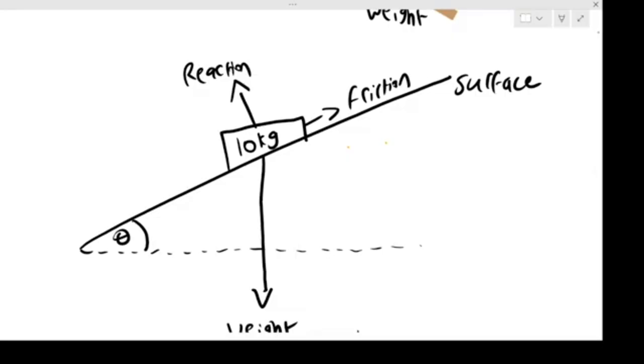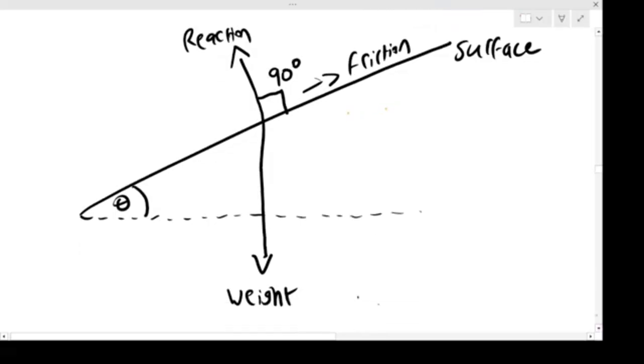What I'm going to do now, firstly, if I just get rid of the box for a second, if I extend the reaction force down like this, it turns out it's at a right angle. It's at 90 degrees to the surface. That's going to be important in a moment. Now the weight.